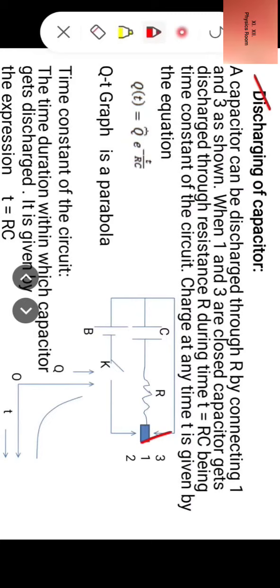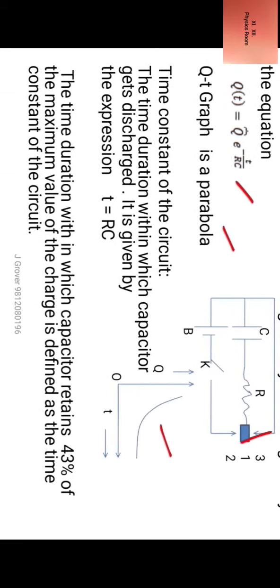I repeat, a capacitor can be discharged through R by connecting 1 and 3 as shown in the diagram. The charge at any instant of time t is given by the equation Qt is equal to Qmax into e raised to power minus t by RC. If we plot the graph, again the graph is a parabola. The Q versus t graph is a parabolic graph.